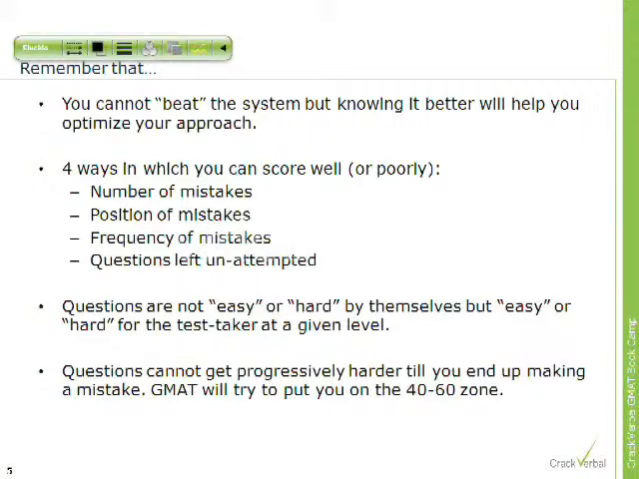Just because you got the first 10 or 15 questions right, it doesn't give you the liberty to make the next 20 questions wrong, correct? Or get a substantial number of questions wrong towards the end of the test. That's not going to help you.